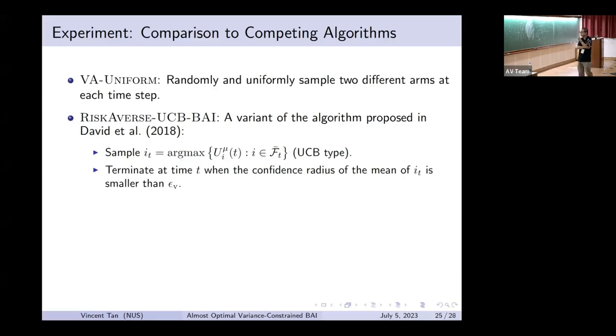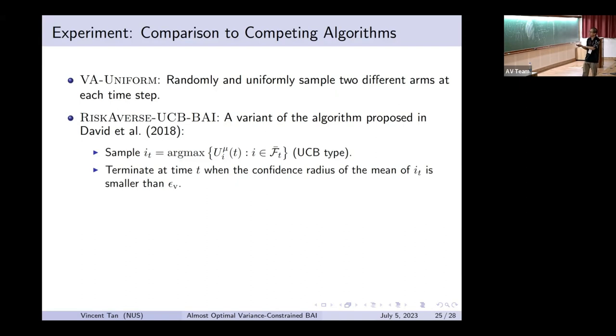So let's look at some competing algorithms. The baseline is basically, let's just pull everything uniformly at random. There is actually another algorithm out there by David et al. called risk-averse UCB-BAI. It is basically a UCB-type algorithm, there's no challenger.